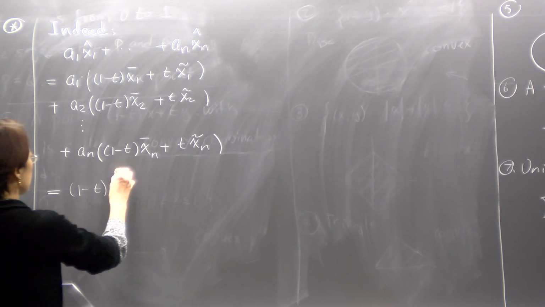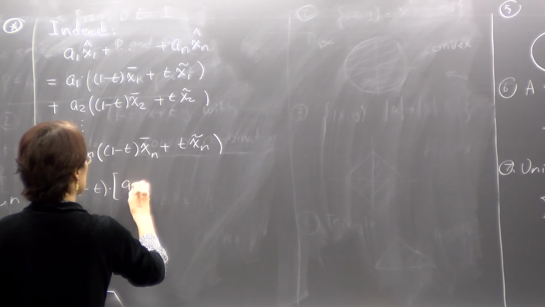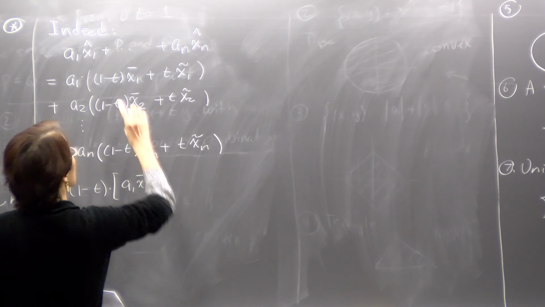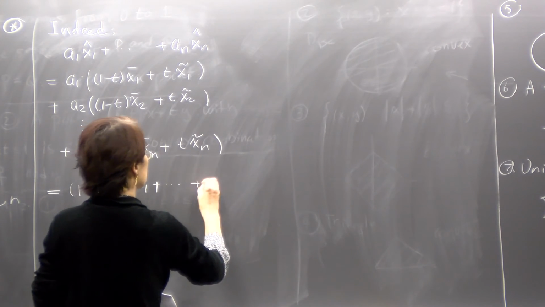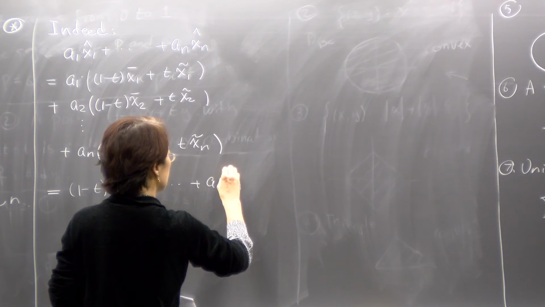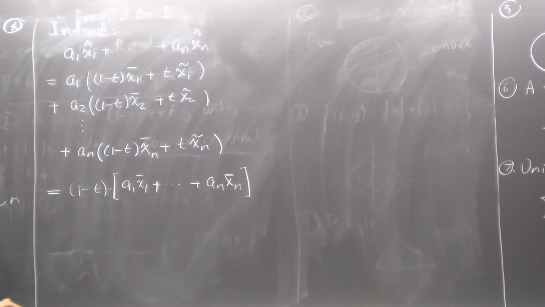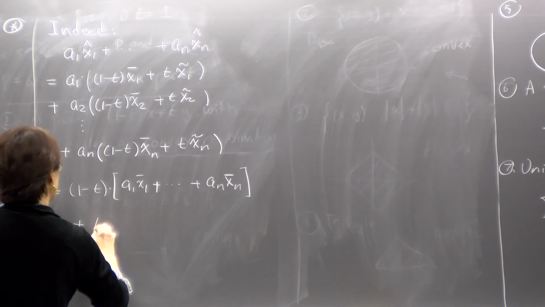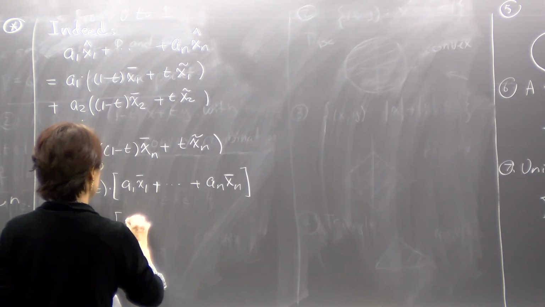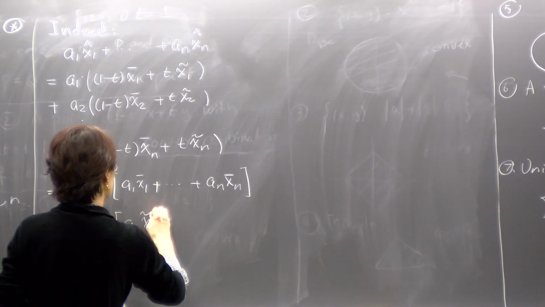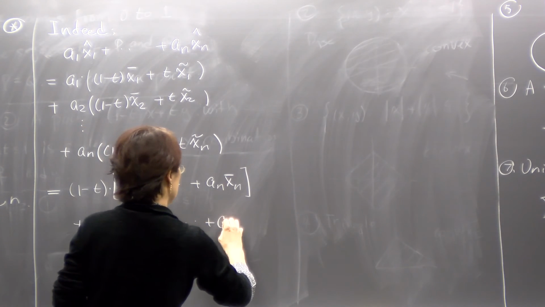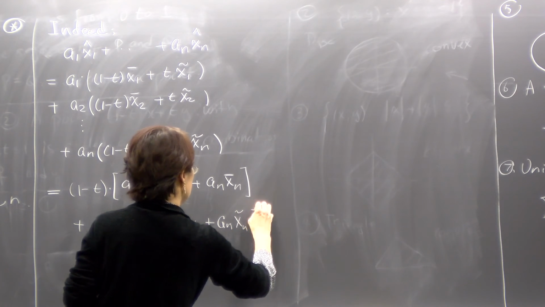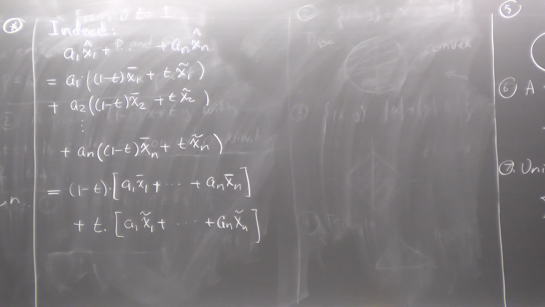And then what do I have? Remaining will be a1 x1 bar plus all the way down to the last one, an xn bar. That's what I collected. All right? And on this column, if I take the t out, what do I have is a1 x1 tilde all the way to an xn tilde. Okay. Anybody wants to comment on those two brackets?